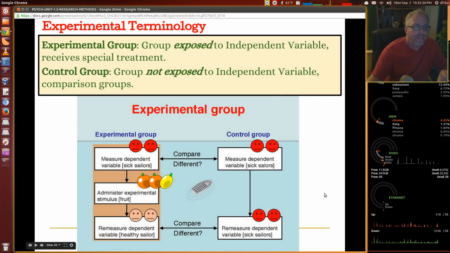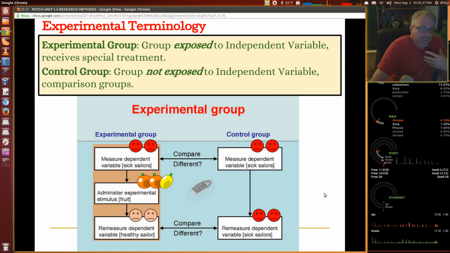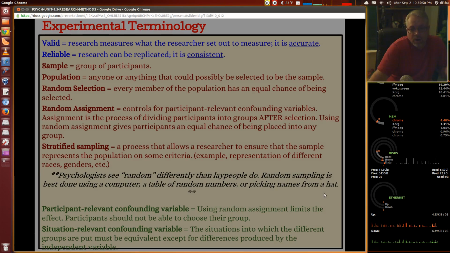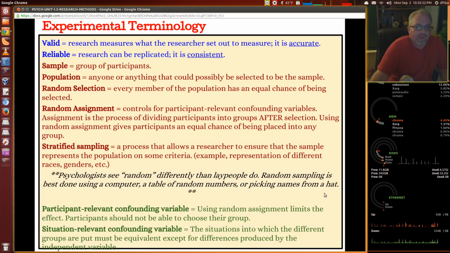And here it is again, kind of pulled out, but looking instead here at experimental group and control group. So who's the experimental group? They are exposed to an independent variable. They receive special treatment, and the control group does not. The experimental group is exposed to it. The control group is not. It's controlled. So you know it shouldn't have the effect if the hypothesis is correct.